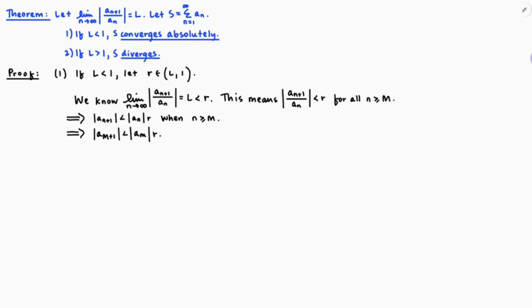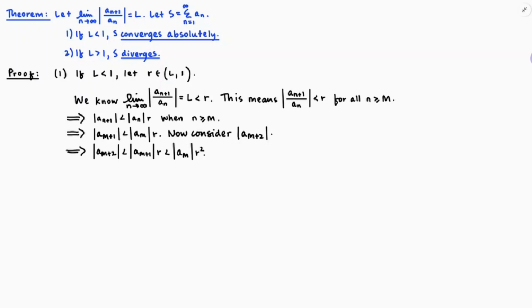And so, I think this will help for the visualization, let me replace n with m and m plus 1. And now I'm going to consider what would happen if I thought about a sub m plus 2. Well, the same principle is going to apply. That's going to be less than a sub m plus 1 times R. But I just wrote down that a sub m plus 1 is less than a sub m times R, so that would mean that a sub m plus 2 is, transitively, less than the absolute value of a sub m times 2 powers of R.